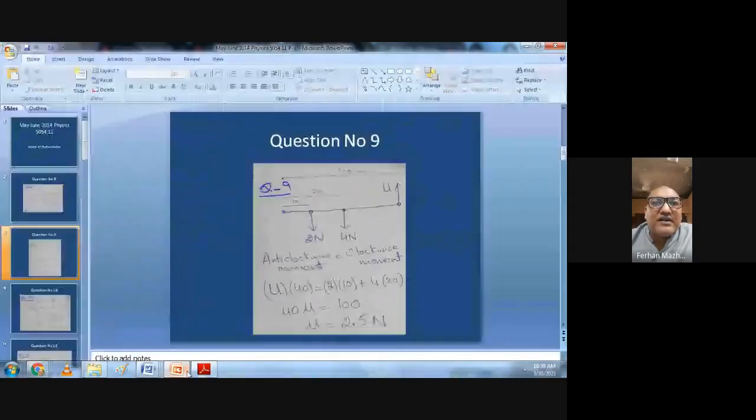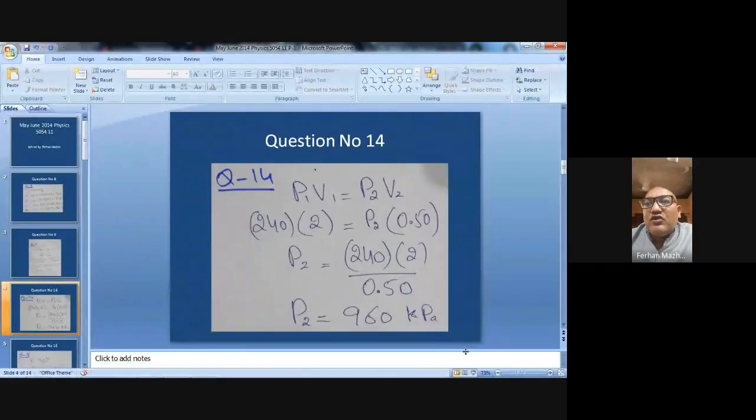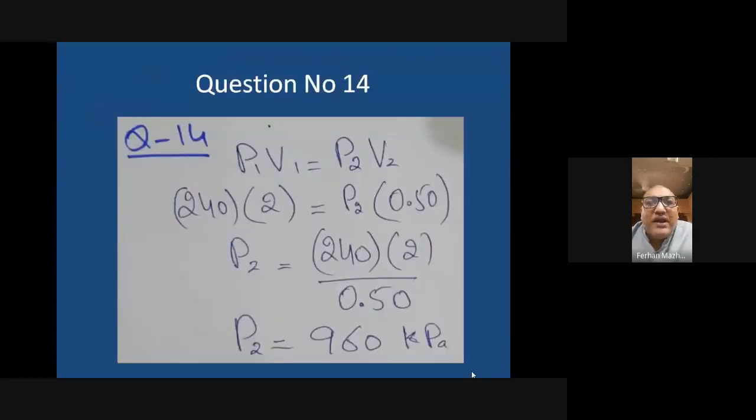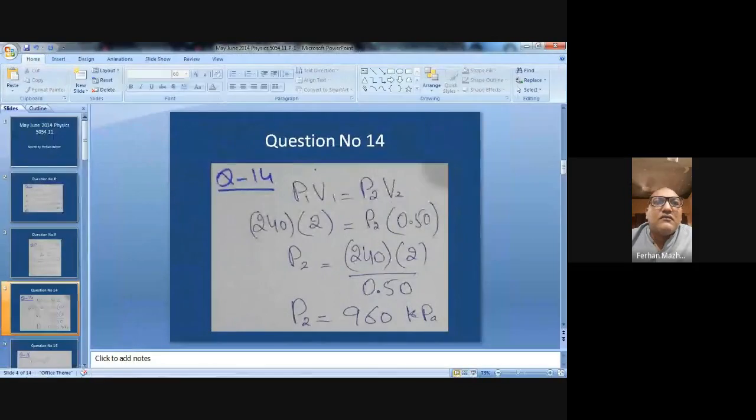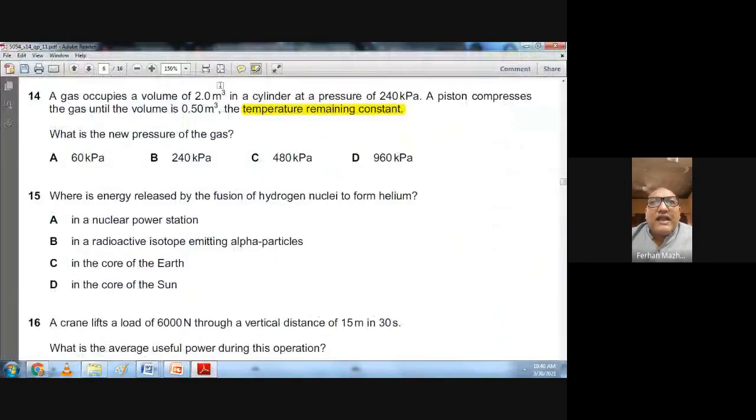Let me show you my work. I've done this on a paper. P1 V1 equals P2 V2. P1 is 240 kilopascal. The V1 is 2 meter cube. The P2 is the question, and V2 is 0.50 meter cube. So make P2 the subject of the formula. It will be 240 multiplied by 2 divided by 0.50. And the final answer when you enter these in your calculator will be 960 kilopascal. It looks like D is the choice.